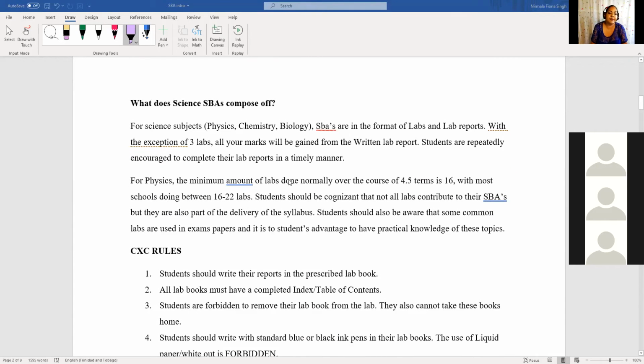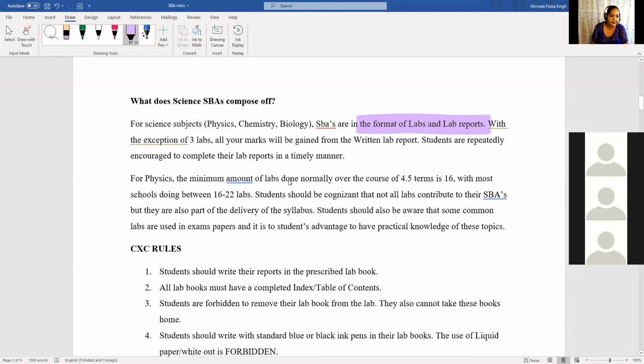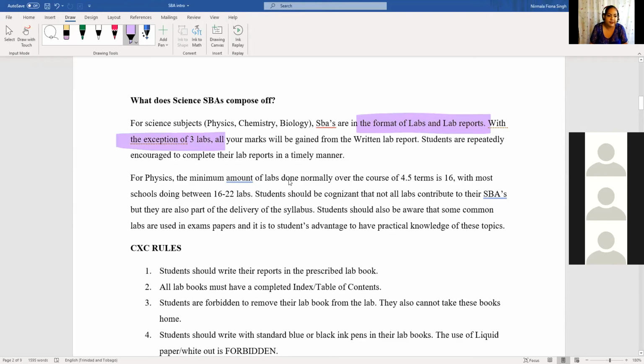What is the science SBA composed of? For science subjects, physics, chemistry, and biology, SBAs are in the format of labs and lab reports, with the exception of 3 labs, which we will speak about. Your marks will be gained from the written report, meaning you all have to write a report. So that is what the lab book is for, to write your lab report.